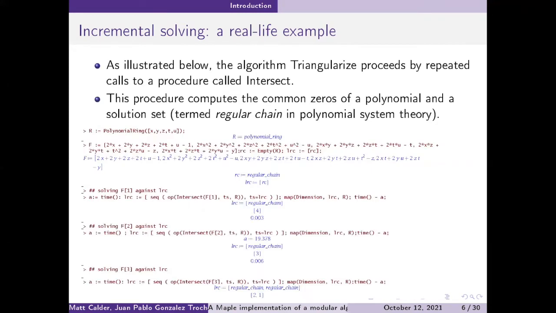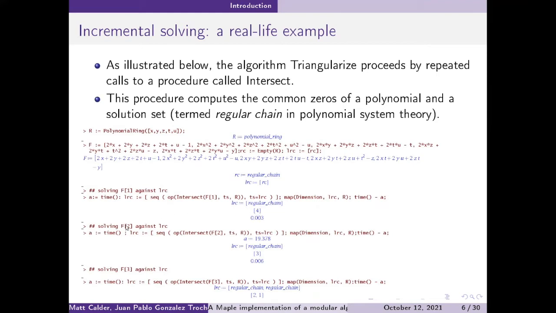Now we're going to do a real life example. Here we're going to illustrate the algorithm Triangularize and how it proceeds by repeated calls to a procedure called Intersect. This procedure computes the common zeros of a polynomial and a solution set in terms of regular chains. So consider the system of equations given by F that we have here. First, we take f1 and we compute the intersection between f1 and the empty regular chain. We get f1 back here.